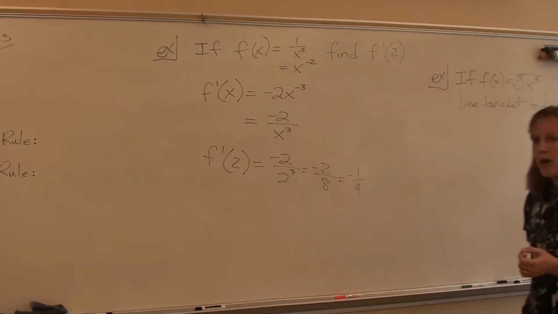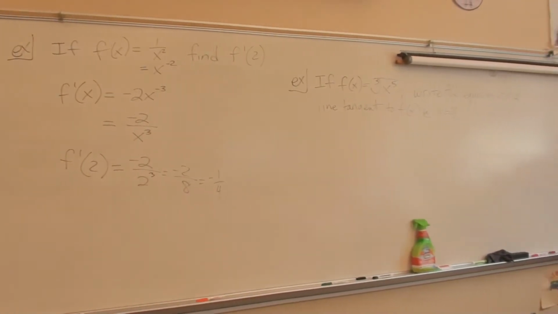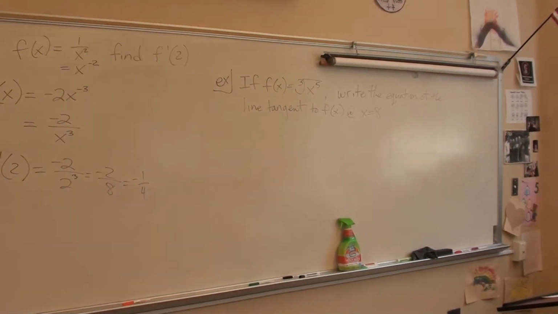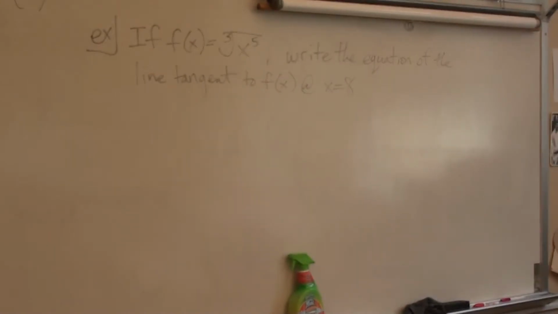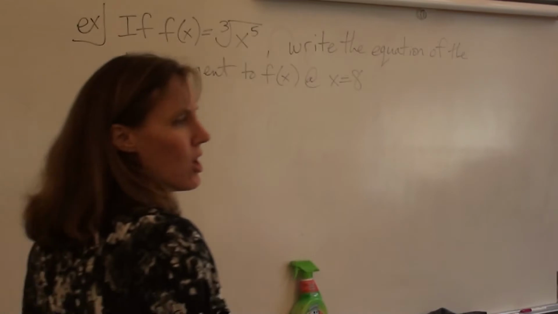So, if you have the line tangent to f of x at x equals 8, no calculators, and it's the cube root of x to the 5th, what do you think you should do first? Should you find the derivative? Or should you find the cube root first? You gotta find the point. What two things do you need to write an equation of a line? Point and a slope.